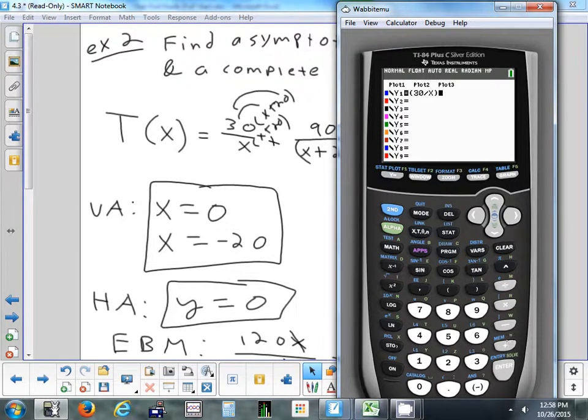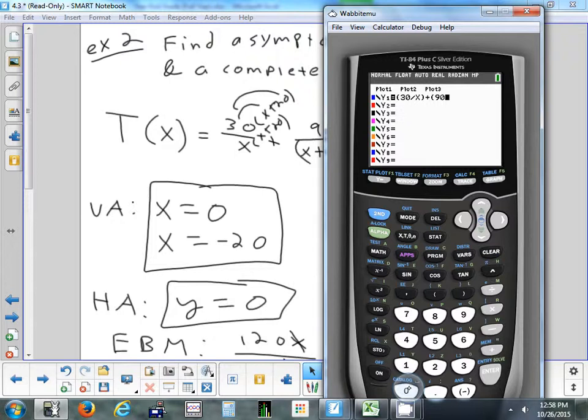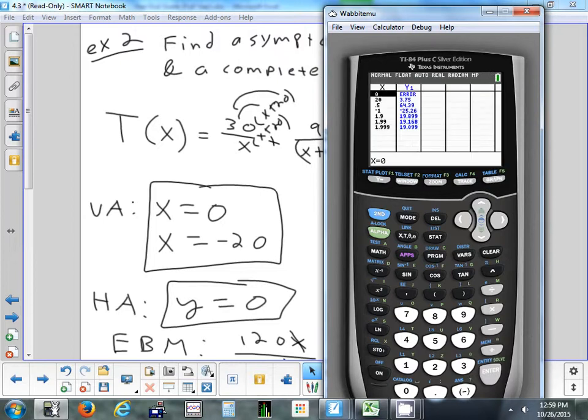We're going to need the graph to do something in a second. Over 90 divided by x plus 20. All right, for a window, let's just look at what happens if she drives at 10 miles an hour. It would take her 6 hours to do this trip, so I don't think we need to look above 10, unless she's driving really slow.